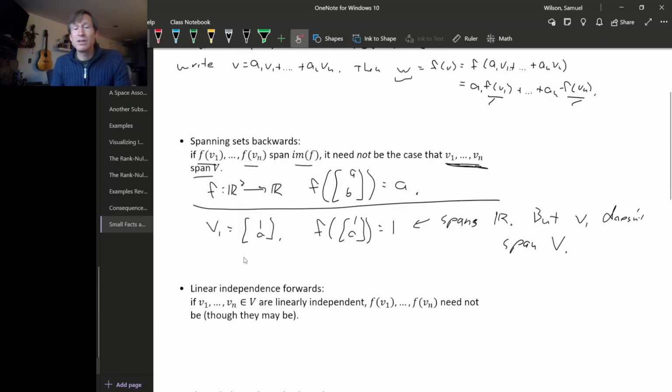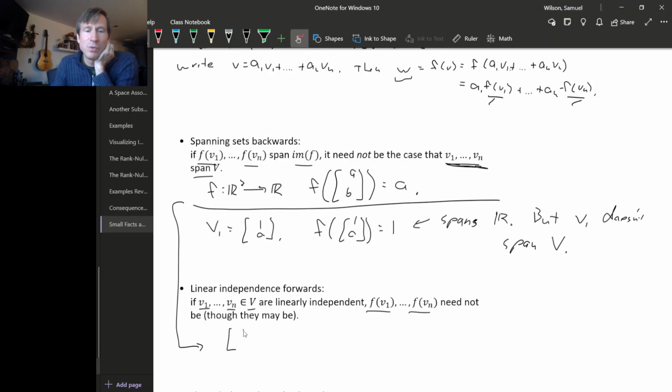Next thing to think about is how linear independence interacts with linear maps. So suppose we have vectors in V on the domain side that we know are linearly independent. You might think that maybe they should be linearly independent on the codomain side, but that's actually not true, right? They might be, but in general, if you start with linearly independent vectors and you go forwards along a linear map, you might not end up with linearly independent vectors. In fact, our previous example is also an example of this.